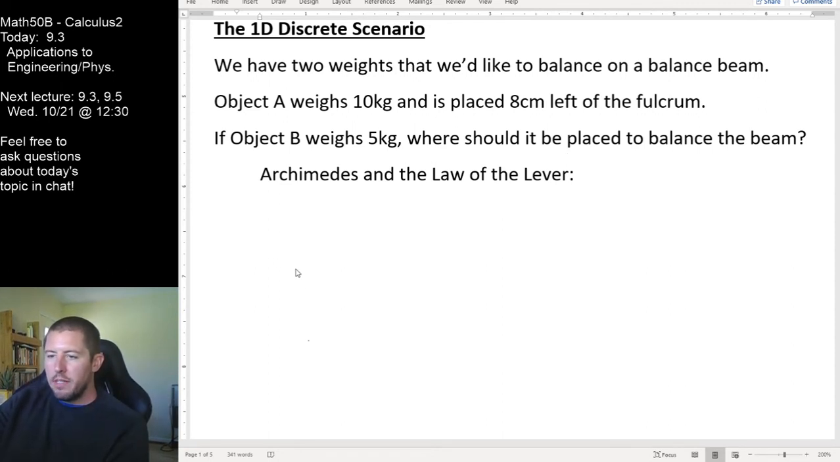Fortunately, a pretty smart dude figured this out a while ago. Archimedes experimentally came up with what has become known as the law of the lever, which is a really simple relationship between two masses that are going to be on a one-dimensional axis here. What this is going to end up saying to us is that if we're going to place object A, which weighs 10 kilograms right here, at a distance of 8 centimeters from the fulcrum, what we would like is for this thing to remain balanced. And so because object A weighs twice as much as object B, we're going to need object B to be twice as far from the axis as object A.